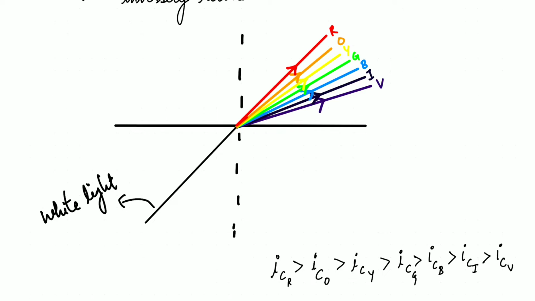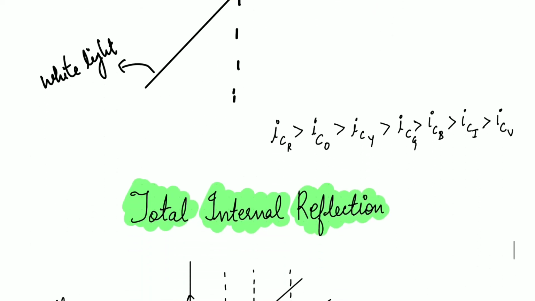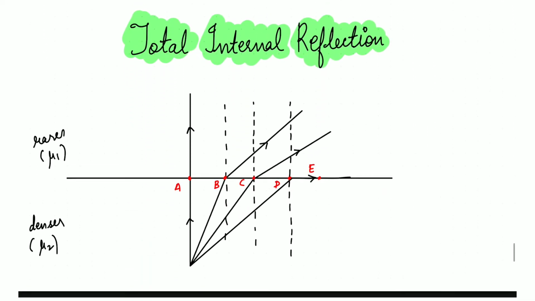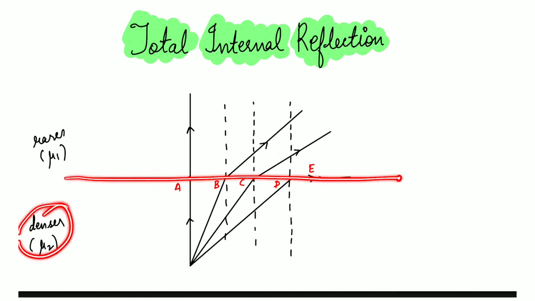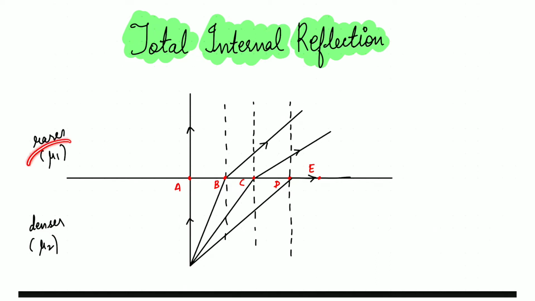Okay, great. So if that is understandable, let's come to the topic we are supposed to study today, that is total internal reflection. Now we are going to take it further from the critical angle. I have an interface here, with a denser medium of refractive index ν2 and a rarer medium of refractive index ν1. Let's say I have a light source over here.